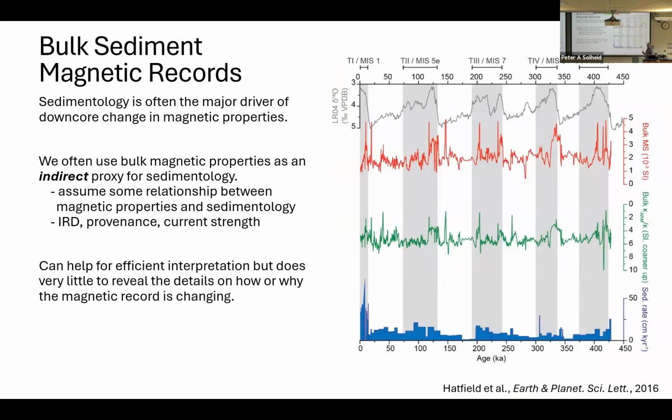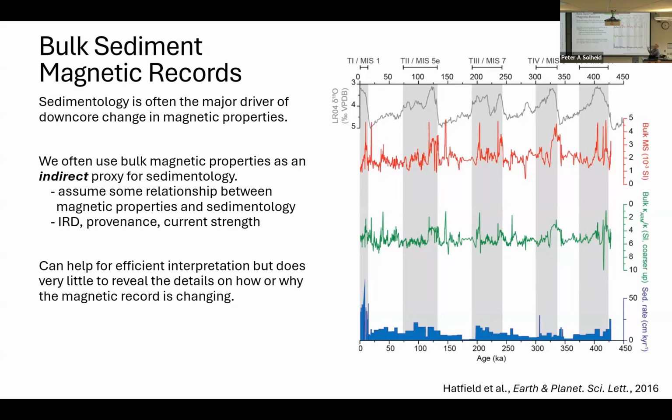When actually, sedimentology is one of the main drivers of most of our downcore change. A lot of times, we use magnetic properties indirectly to try and interrogate some of these changes in sedimentology. So what we generally do is assume some relationship, like magnetic grain size might scale with physical grain size, so we can use a magnetic grain size proxy to track sedimentology, or we can correlate it to some other variable and try to learn what the magnetic record is sensitive to that way. And then we take that record and make some inferences about it.